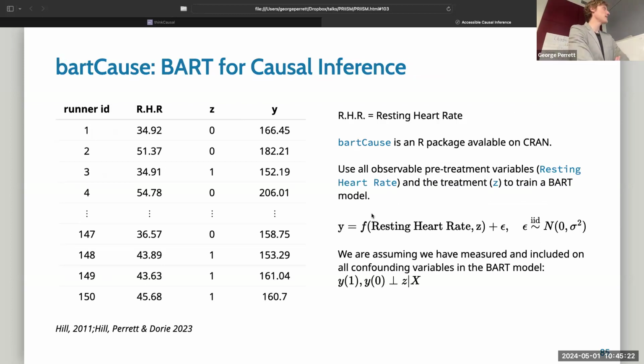Jennifer Hill in 2011 was the first person to propose using machine learning for causal inference. So what we're going to do is take our data and train a BART model on our data set, just as is. This is all of our data, and we're going to put it into a BART model. We're putting resting heart rate and the treatment in as our predictors, and we're going to train it on the observed outcome. An important step here: we are assuming that the conditional ignorability assumption is satisfied. BART is not going to fix this. We have to assume that we've measured all the confounders.